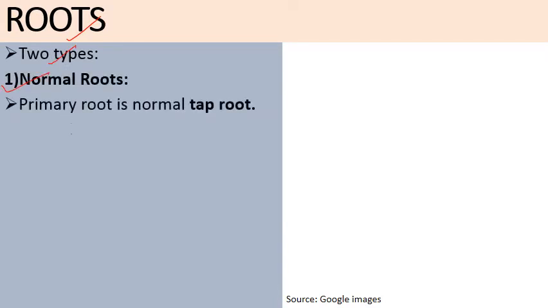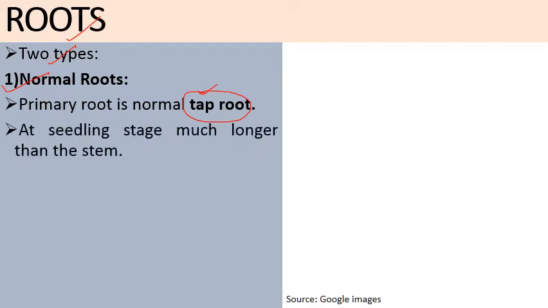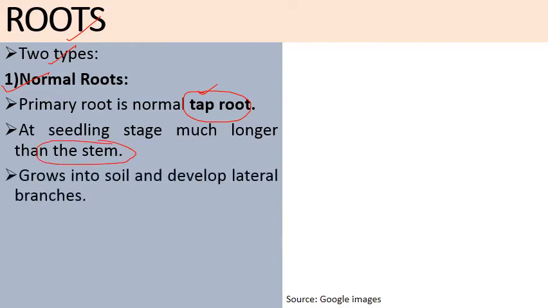Next are roots. Cycas bears two types of roots. One are normal roots, which are tap roots, and the other roots are coralloid roots. So two types of roots are there in Cycas. First is normal roots, and the primary root is a normal tap root. Tap root means the root which arises from the radicle of the embryo. At seedling stage, the roots are much longer as compared to the stem, and these grow into the soil and develop lateral branches.